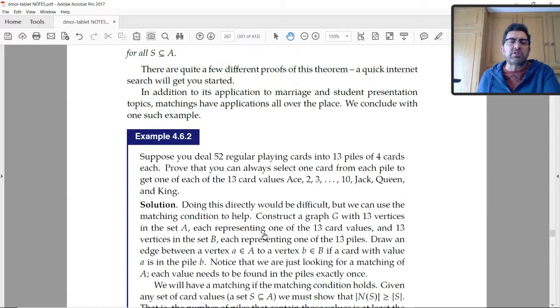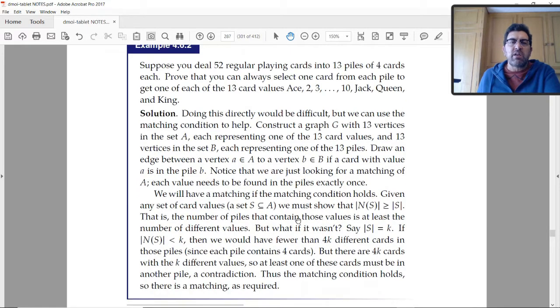First example we've got here is example 4.6.2. It says, suppose you deal 52 regular playing cards into 13 piles of 4 cards each. Now folks, what does that mean? If your cards are sorted, all the clubs together, all the spades together, etc., there's 13 cards in a suit in a 52 pack. So if you have the suit packed out and beautiful, 1 card per suit here, you have 13 packs with 4 cards each because there's 4 suits.